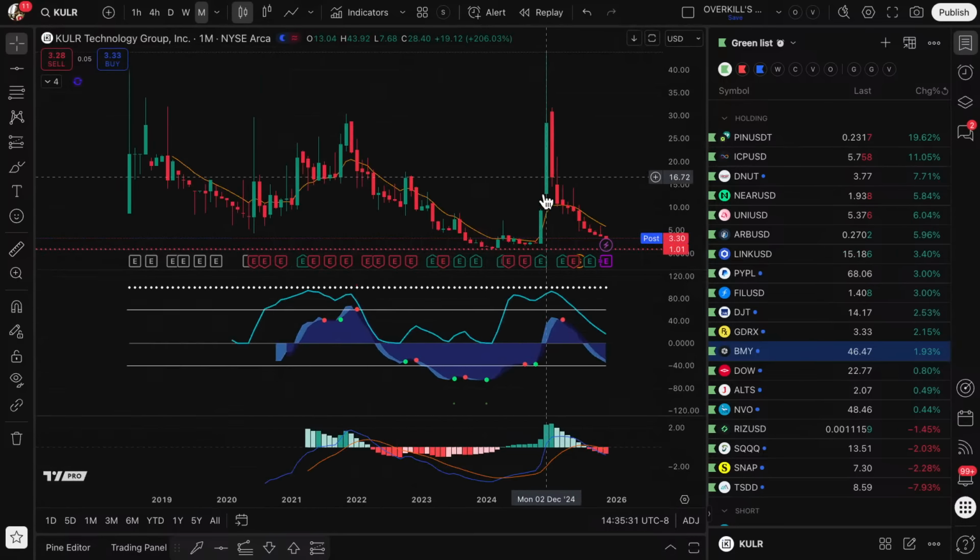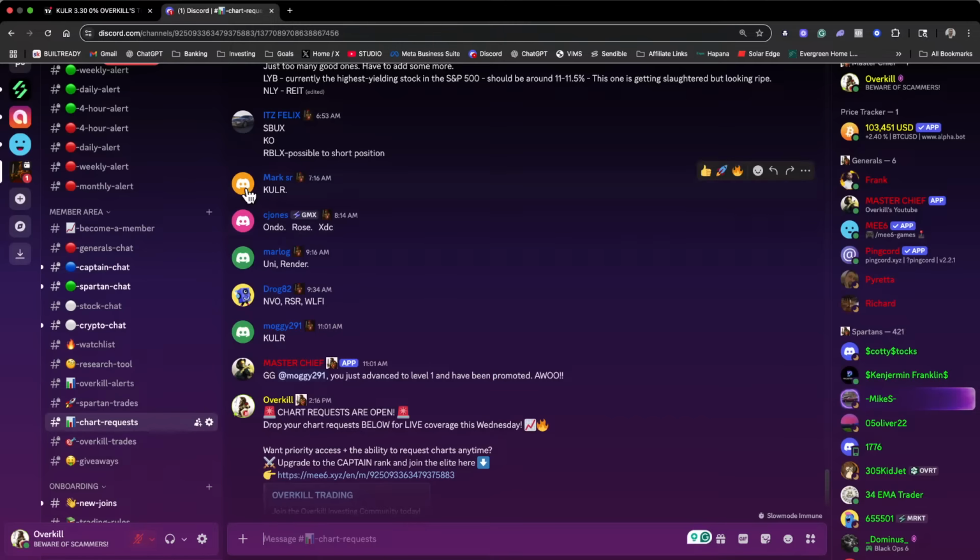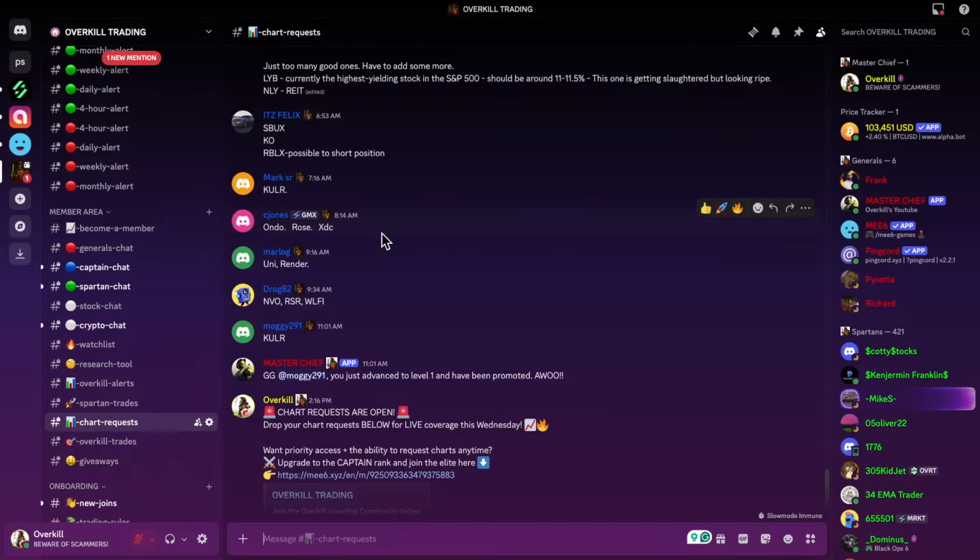So again, the strategy doesn't change. Just look for the green dot on a macro time frame. That'll be your entry.